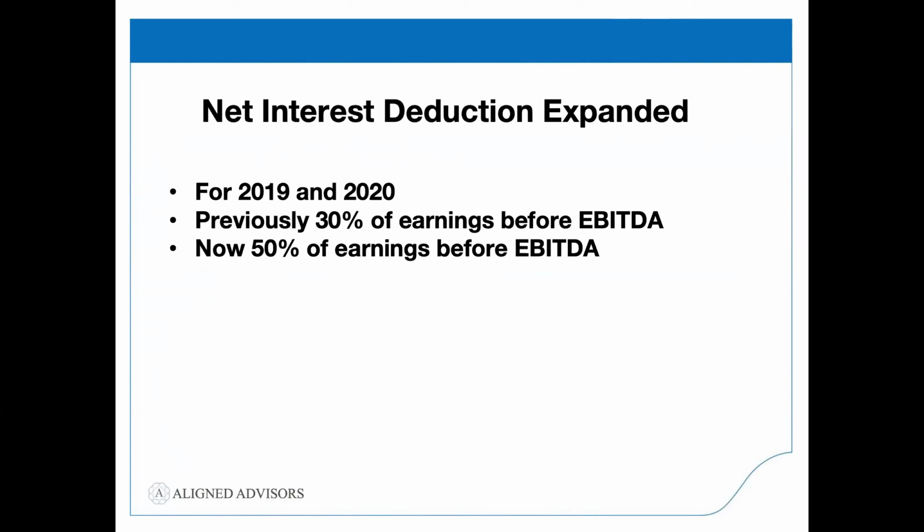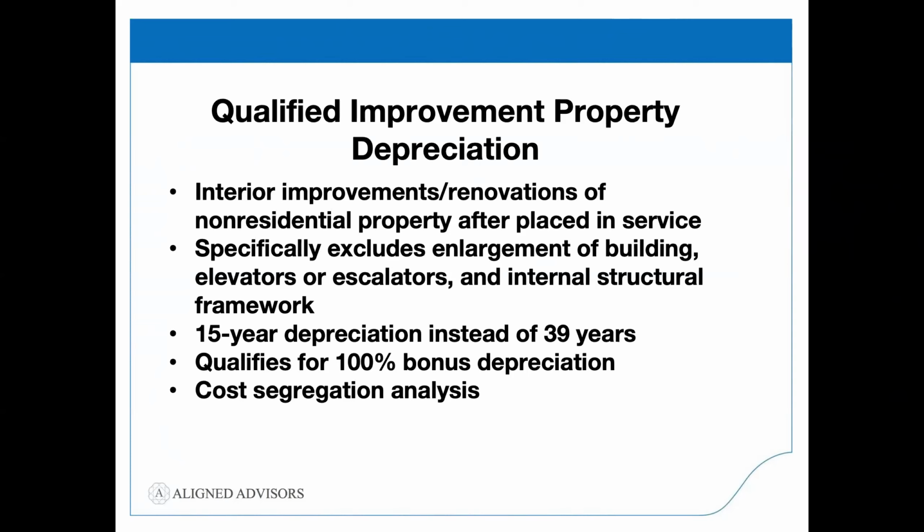So hopefully most of you aren't paying that much in interest, but I think maybe we have a couple of clients who might be. So just be aware that if you are paying a lot of interest on your business debt for 2019, so last year, and this year, you are able to offset your income by up to 50% of that.